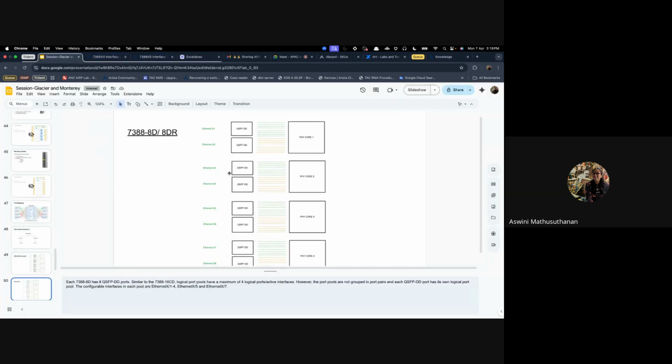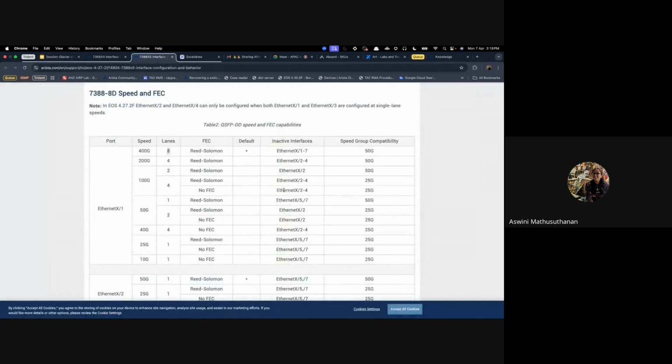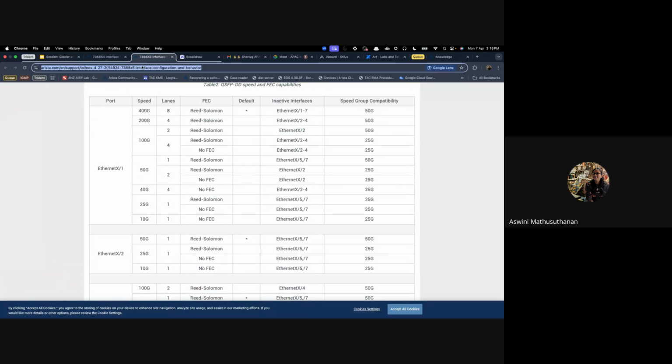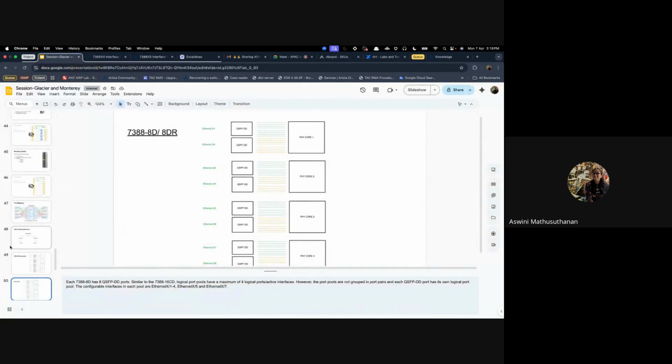This is not the diagram. Yeah, if we use all the 8 lanes, then the even side goes inactive. Otherwise, there are certain instances where some of the even side interfaces can be active as well. So we can refer to TOI 7388, speed configuration and behavior. That will explain a lot more about interfaces going active and inactive. I'll share this in the chat.